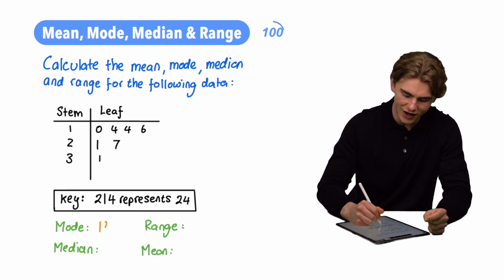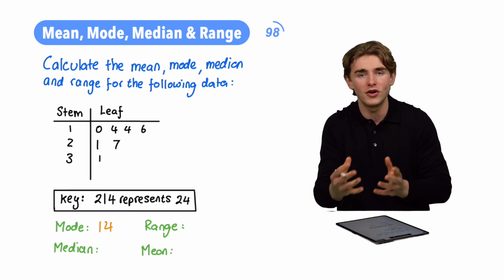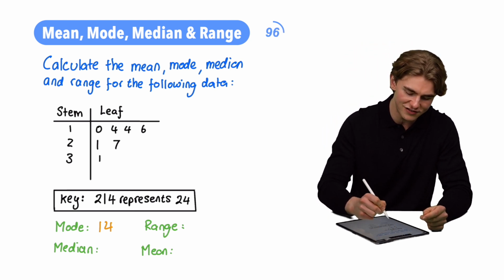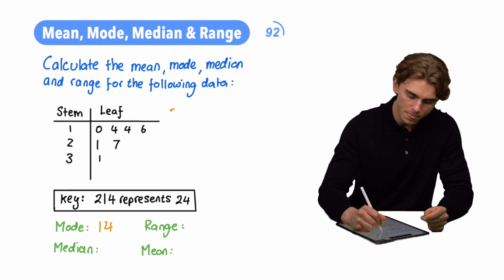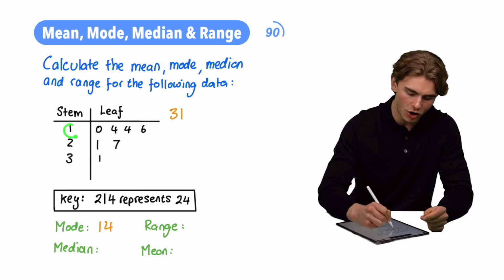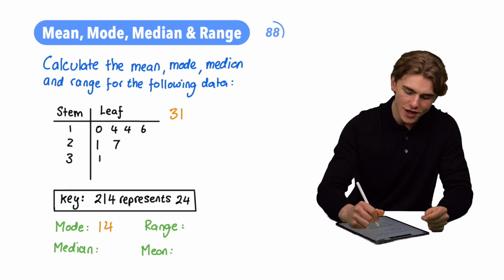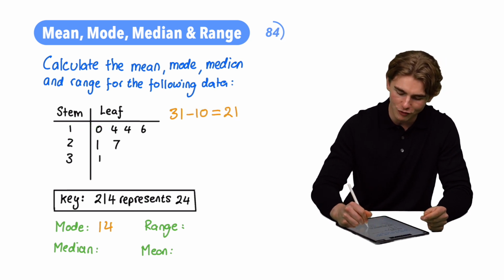Now, where do we go from there? We're going to do our range, guys. The range, what's that going to be? It's going to be our largest number minus our smallest number. In this case, we have 3 line 1 as our largest number, which is going to be 31. And we have 1 line 0 as our smallest number, which is going to be 10. So we can do 31 minus 10. That's going to be 21, giving us, guys, our range of 21.